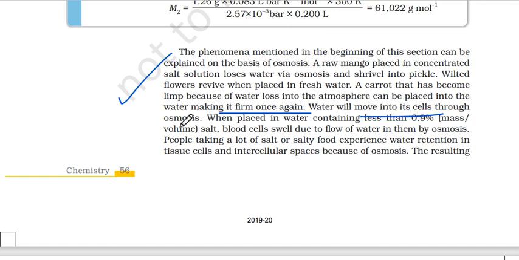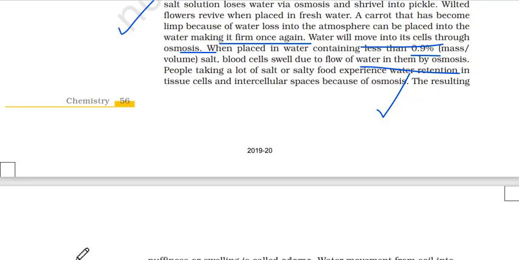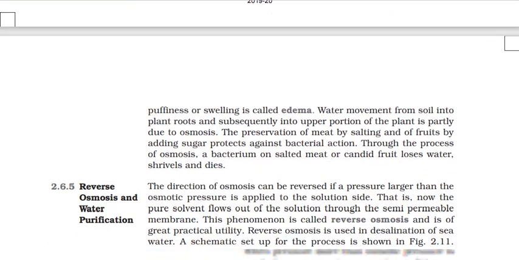When placed in a water containing less than 0.9% salt, blood cells swell due to flow of water in them by osmosis. People taking a lot of salt or salty food experience water retention in tissue cells and intercellular spaces because of osmosis. So in order to counteract the excess salt concentration, water has to be retained in the cells. The resulting puffiness or swelling is called edema.